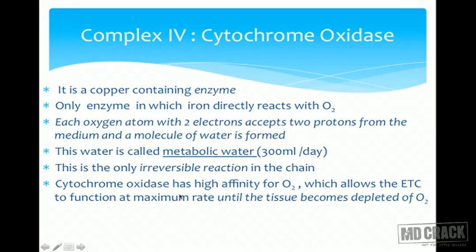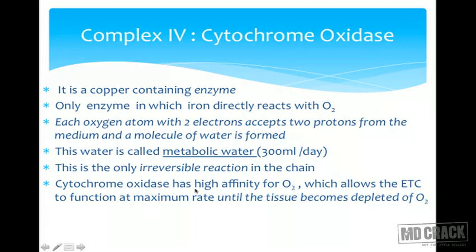Cytochrome oxidase has very high affinity for oxygen. So all the ETC will function at maximum rate until the tissue becomes depleted of oxygen. Oxygen levels become the rate limiting factor. If oxygen is low, only then the electron transport chain may not function. So long as there is enough oxygen, the ETC will function at the maximum rate.